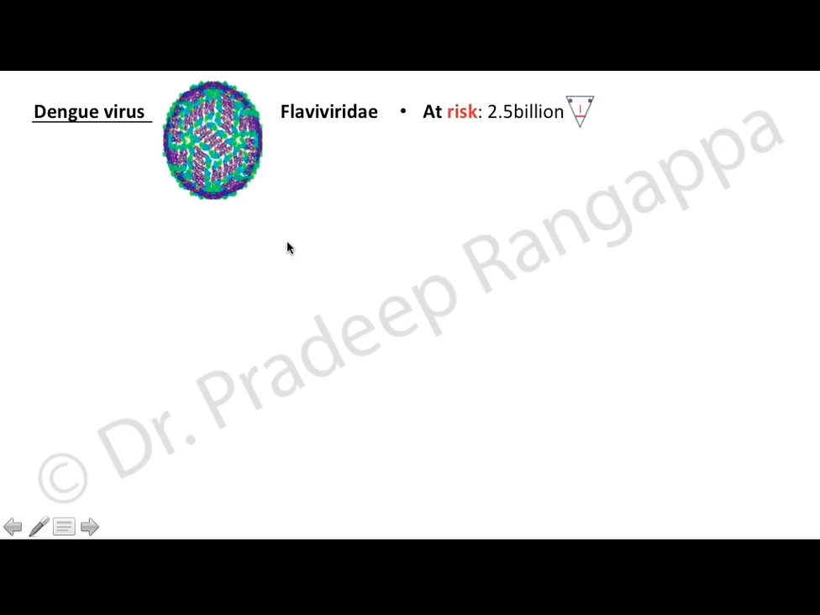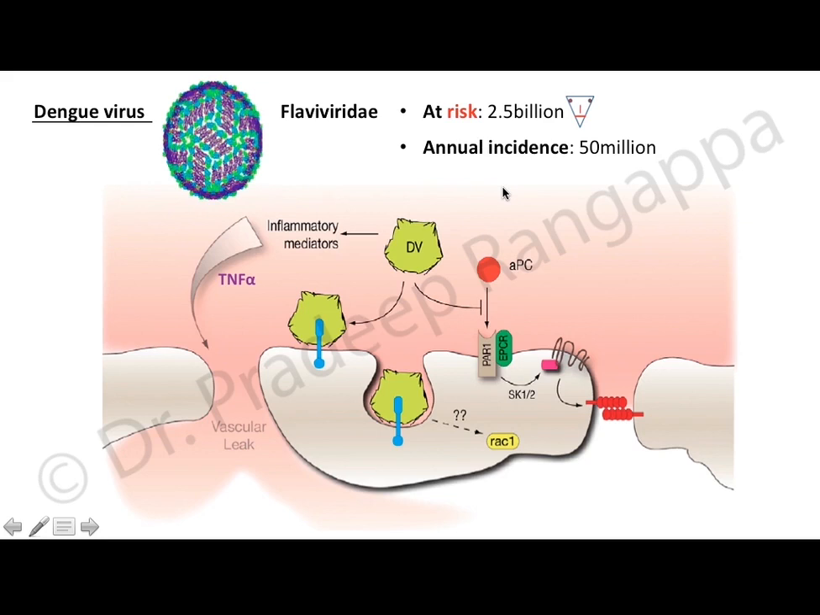This is a flavivirus. The at-risk population is around 2.5 billion worldwide, so that is the burden of dengue virus. Annual incidence is 50 million. We need to understand how dengue virus causes all the pathognomonic features, and this is the latest. Dengue virus is known to produce tumor necrosis factor alpha, and that is implicated to cause directly the vascular leakage.